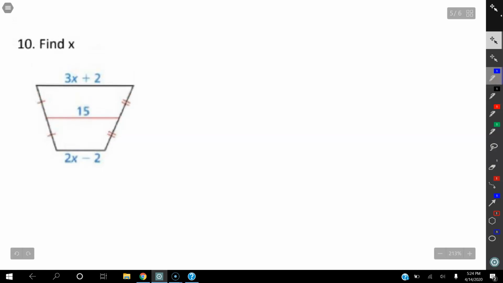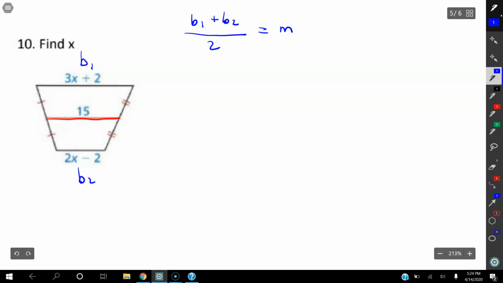All right, number 10. Number 10 looks like a problem that we did earlier about the median. So remember this number right here, 15, is the median. Let me just generically call this base 1 and this base 2, and remember that base 1 plus base 2 chopped in half should equal the median. Well, let's fill in what we have.